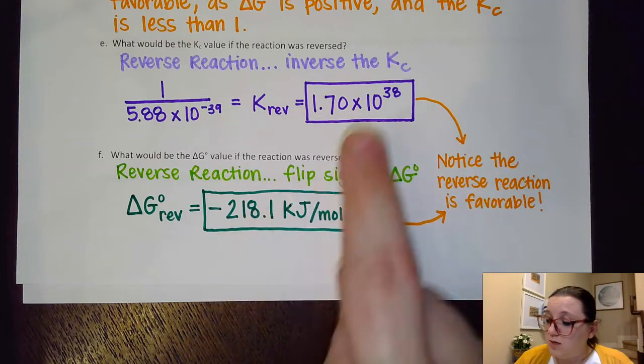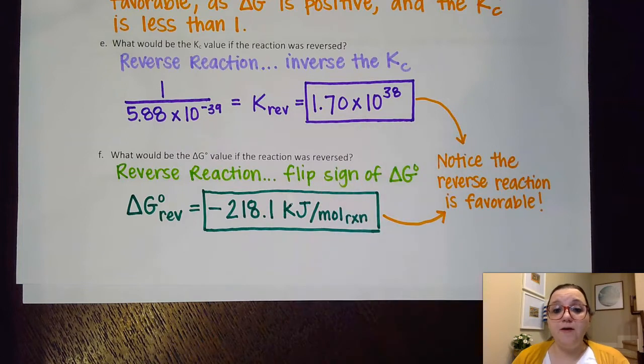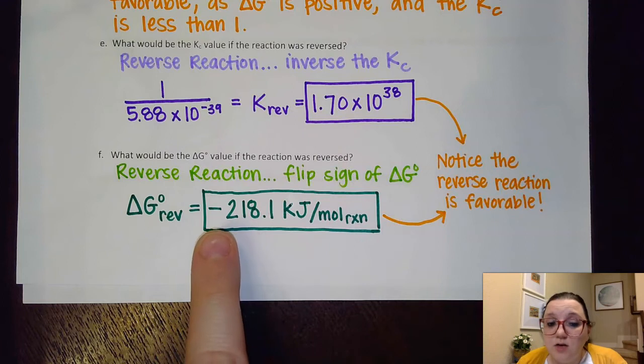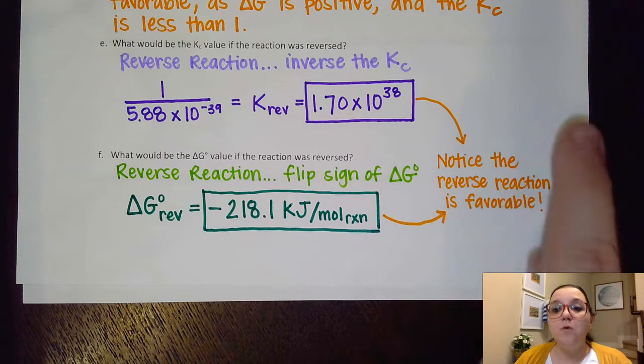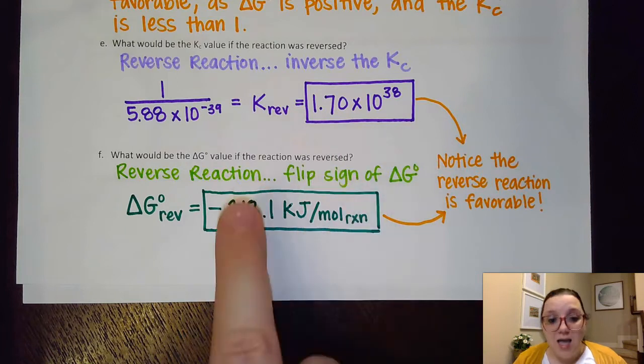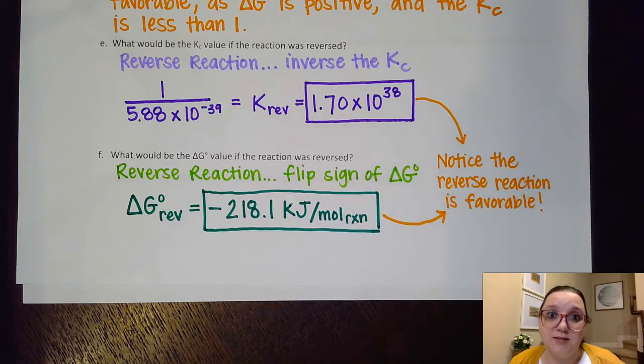Now, notice both of these are favorable. This is greater than 1. This is a negative delta G here. So the reverse reaction was more favorable from that standpoint of both equilibrium and from a thermodynamic standpoint.